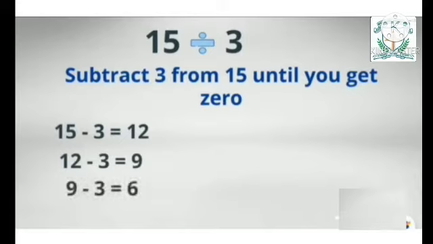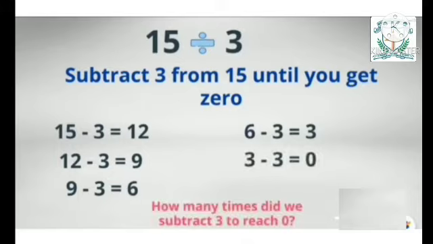15 minus 3 is equal to 12. 12 minus 3 is equal to 9. 9 minus 3 is equal to 6. 6 minus 3 is equal to 3. 3 minus 3 is equal to 0. Now tell me children, how many times did we subtract 3 to reach 0?